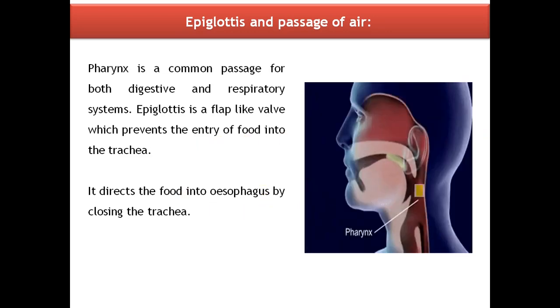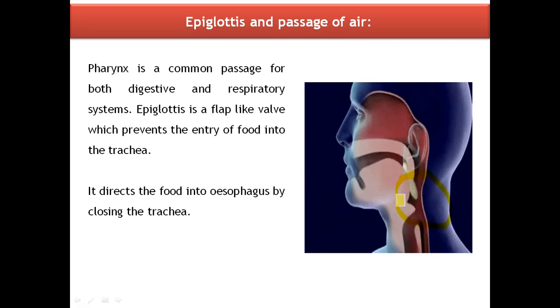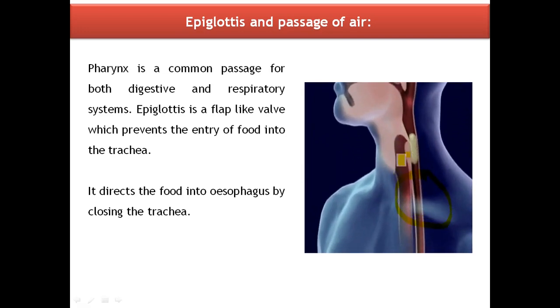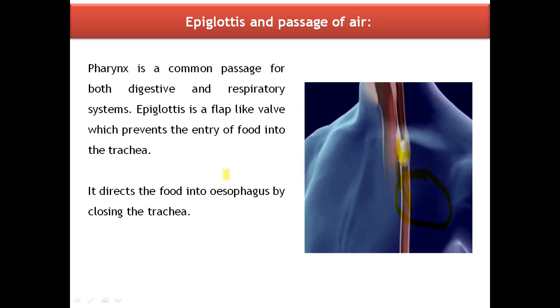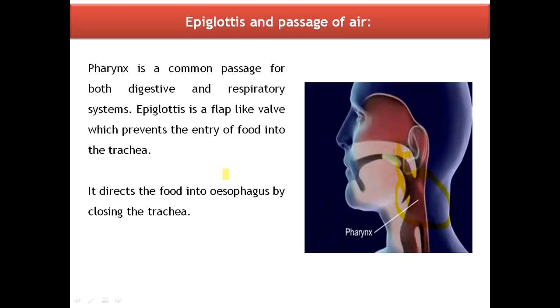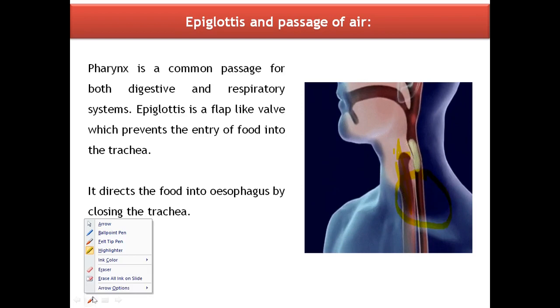Here it is important that food should not enter into the trachea, which leads to lungs. This is properly regulated by a flap-like valve called epiglottis, which is located in the throat, behind the tongue, and in front of the larynx. This valve is partly closed when we swallow the food, which prevents the entry of food into the trachea. This epiglottis opens more widely when we take a breath and the air enters into the lungs.